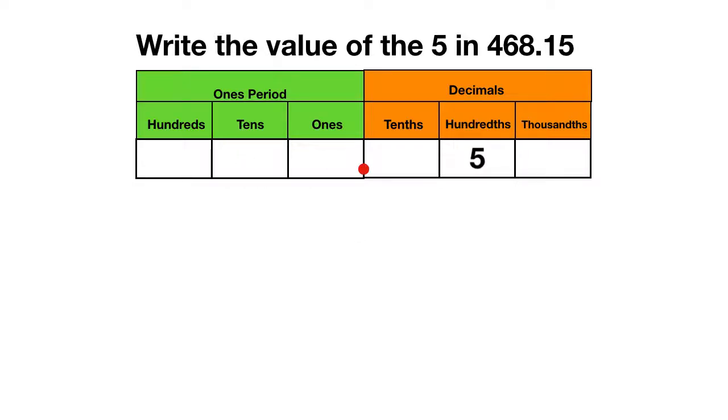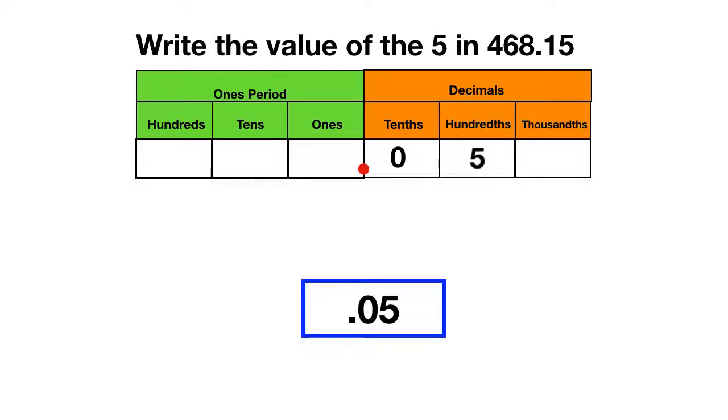Well, the way that you can write the value of 5 hundredths is by filling in all of the place values between that and the decimal point with zeros. So we'll write that we have 0 tenths and 5 hundredths. The value of this 5 is 0.05.